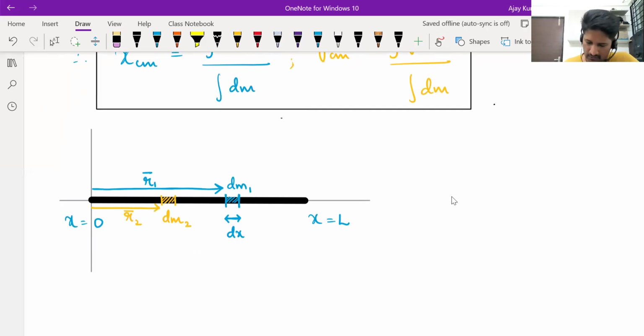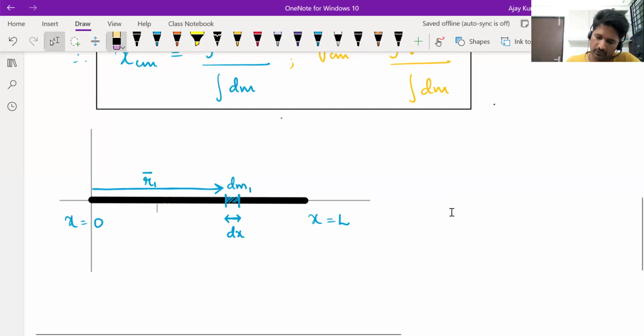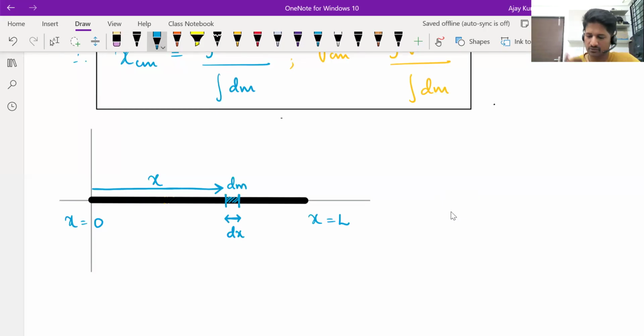What we need to do is consider a random element of the system. Let's consider that blue one. Assume its mass is dm, its position is r, or since it's along the x-axis, let's just call its x coordinate x itself. Because the element is along the x-axis, you can call the length of the element dx, because dx has a meaning. dx is a change in x, or change in x coordinate. That small length has to be along the x-axis, only then you can call it dx. If the length is in some other direction, you can't call it dx.